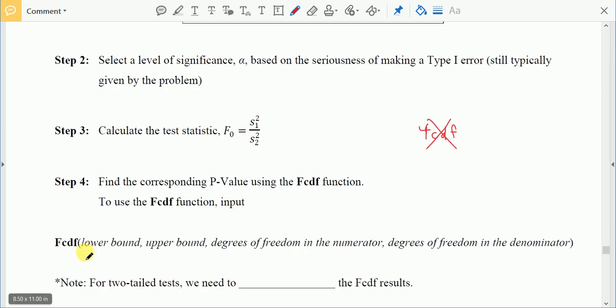Using the TI-83 or 84, you will have to put the lower bound, and then the upper bound, and then the degrees of freedom in the numerator, or of the first population, which is n1-1, and the degrees of freedom in the denominator, or n2-1. This is from the bottom, this is from the top.